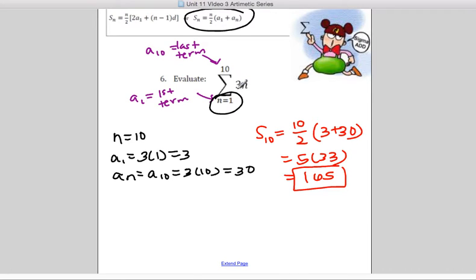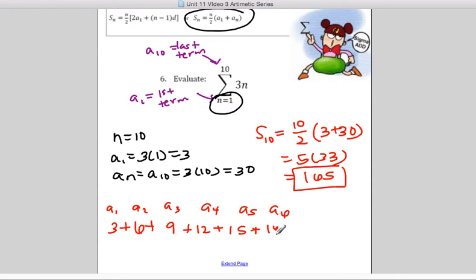But I know if I plug in 1, I get out 3. Plus, this is term a sub 1, this is a sub 2, 3 times 2 is 6. When I plug in 3, 3 times 3 is 9, plus a sub 4 is 12, plus a sub 5, plug in 5, 3 times 5 is 15. A sub 6 is 18, a sub 7 is 21, plus a sub 8 will be 24, plus a sub 9 is 27, plus a sub 10 is 30. So if I take and add all these up, I will get 165.